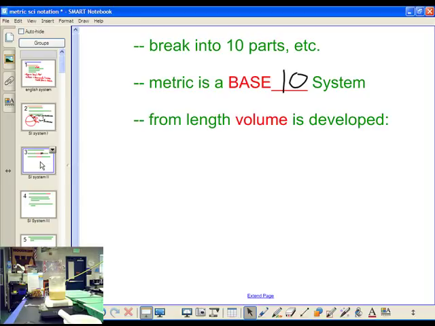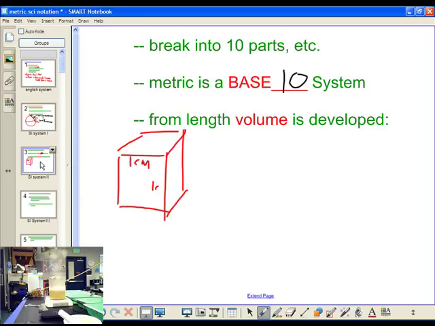Alright, so it's a base 10 system. Volume. Now, from length we get volume. Volume is not a derived unit. So what they did, they said, okay, we're going to take a box that goes 1 centimeter by 1 centimeter by 1 centimeter. And we know volume is going to be 1 centimeter times 1 centimeter times 1 centimeter: 1 centimeter cubed, 1 cubic centimeter.